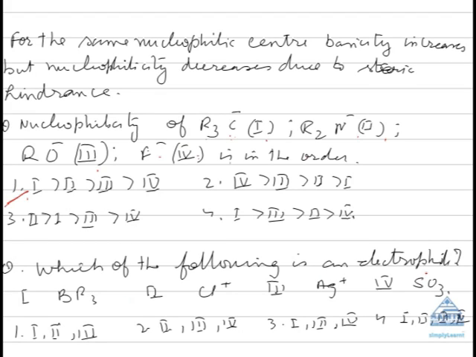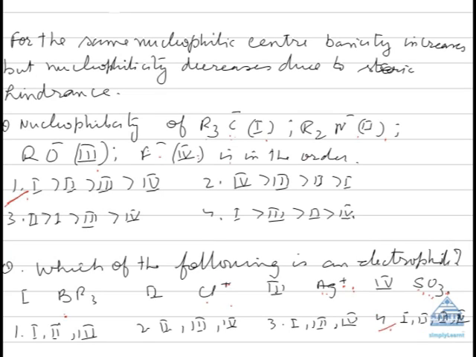Which of the following is an electrophile? Electrophile is electron deficient. So any species which is electron deficient will be an electrophile. Hence, if we see the choices BF3, Cl+, Ag+, SO3, out of these BF3 has got 6 electrons, so it is electron deficient. Cl+ also has got 6 electrons, again it is electron deficient. Ag+, although it is not electron deficient, has vacant d orbitals. So in this vacant d orbital it can accept the electron, hence behave as an electrophile. SO3, although it is not electron deficient, again sulfur has vacant d orbitals, so it can also accept the lone pair of electrons, hence this is also an electrophile. So all the four are electrophiles, hence the answer is fourth.